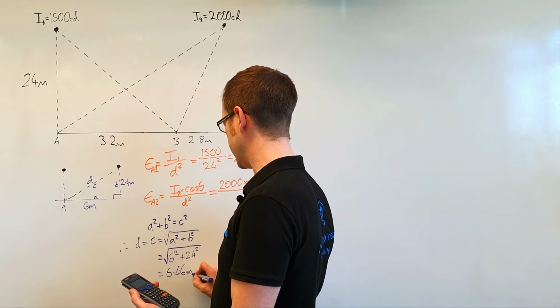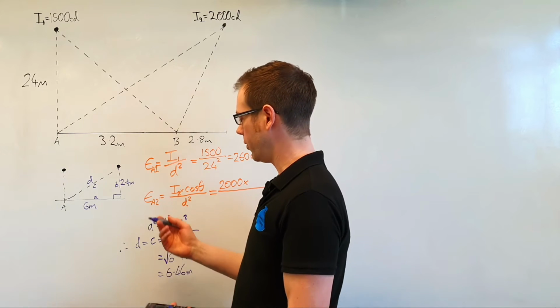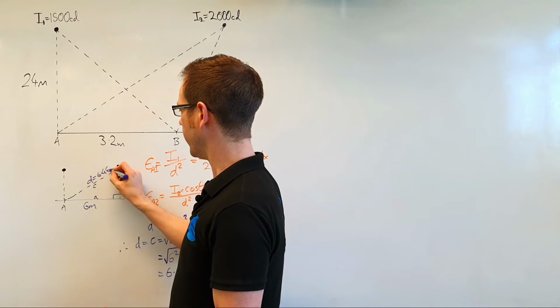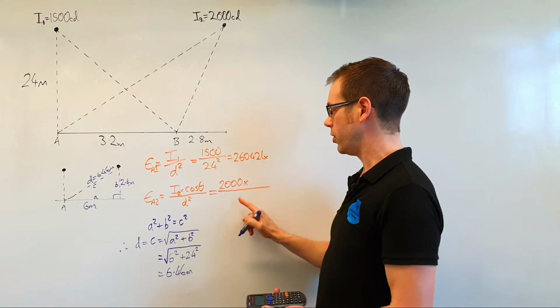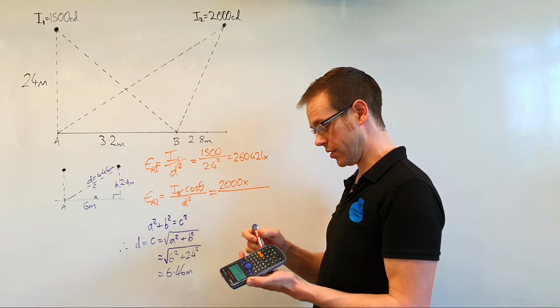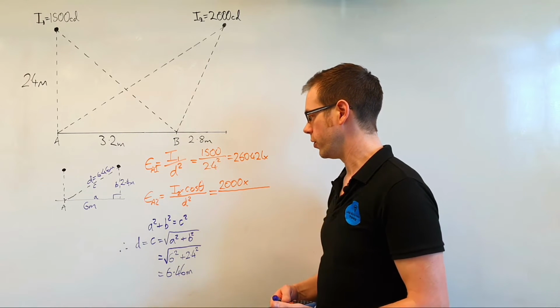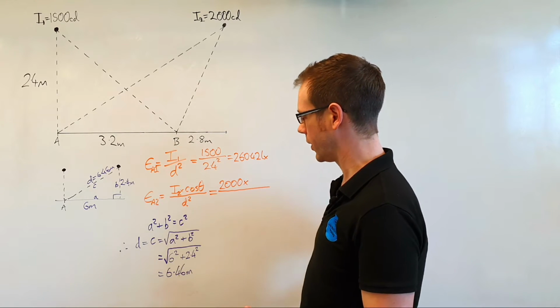6.46 meters. So the distance from here to here, we now know is 6.46 meters. So that's our value that we're going to use for D. So what that means now is we could put this into our formula here. So we know that the distance there is 6.46 meters.